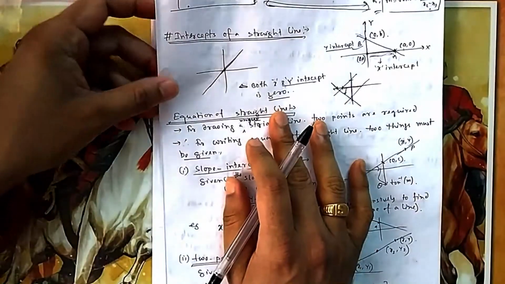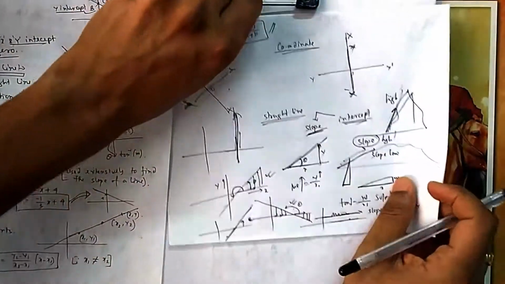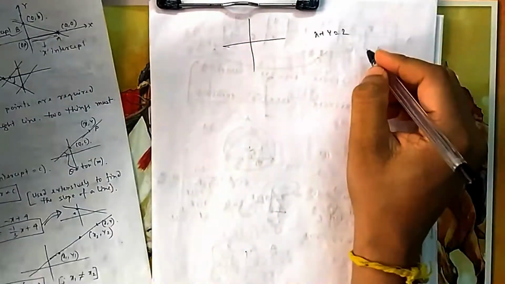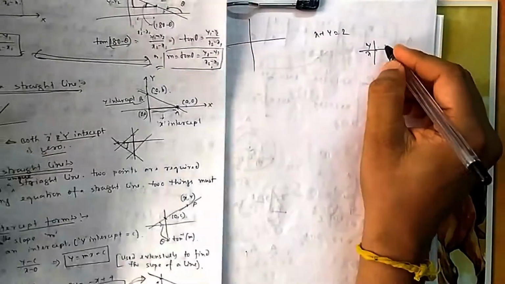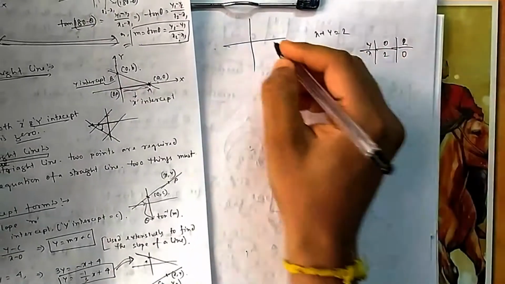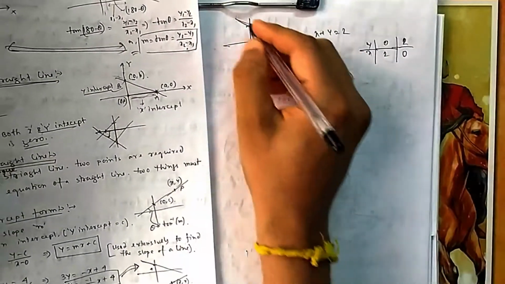As you have already seen in class 9 and 10, you were given one equation and you plotted it on graph paper. You were given x plus y equal to 2 and asked to draw it. What you did was take some point: if y is 0, then x is 2; if x is 0, then y is 2. So you take these points and join them. So this is the line.